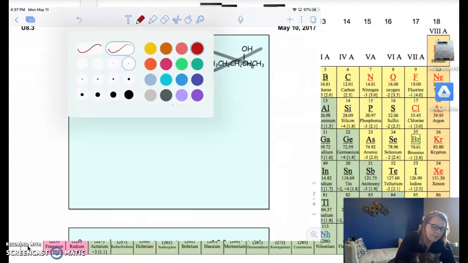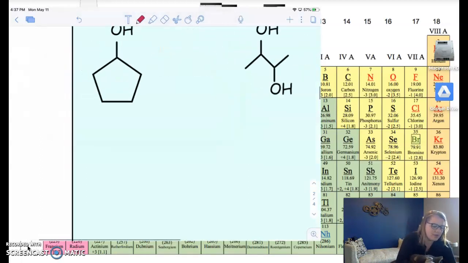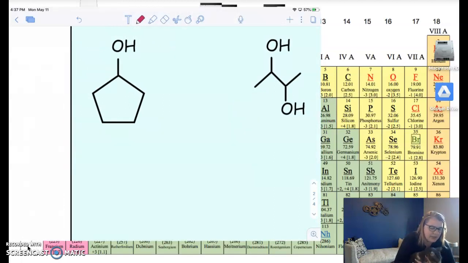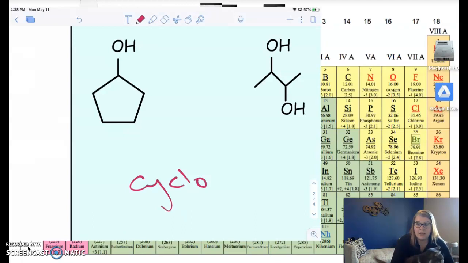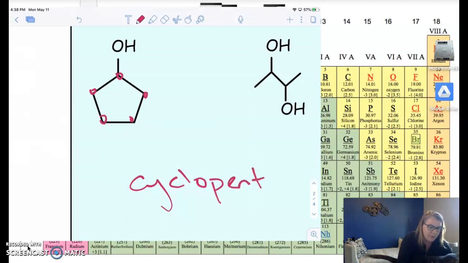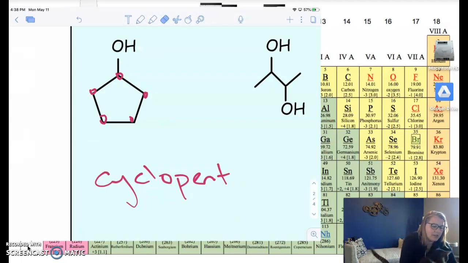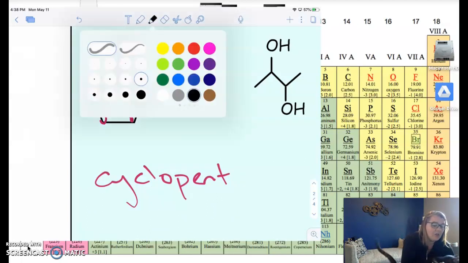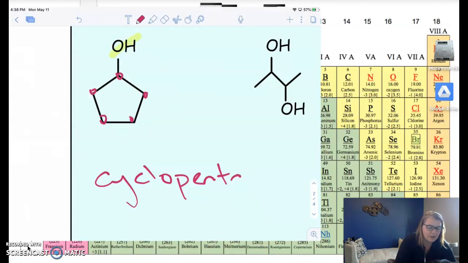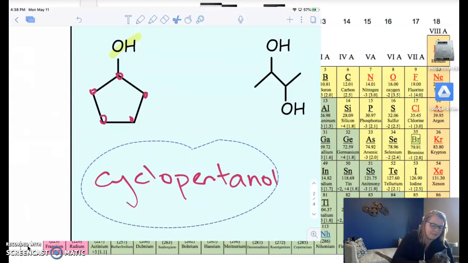So this first one, the main thing that I'm seeing right away is the cyclo, right? So I'm going to start off by naming this guy by writing down cyclo. Once I've got my cyclo, then I'm going to see how many are in the cyclo. And it looks like I've got 1, 2, 3, 4, 5 carbons. So I'm going to say cyclopent. So I've got cyclopent, and then, oh, look, I see this OH. I know that this OH is an alcohol. And if there's an alcohol, I need the anol ending. So I'm going to say cyclopentanol, done. That's the name of this guy.